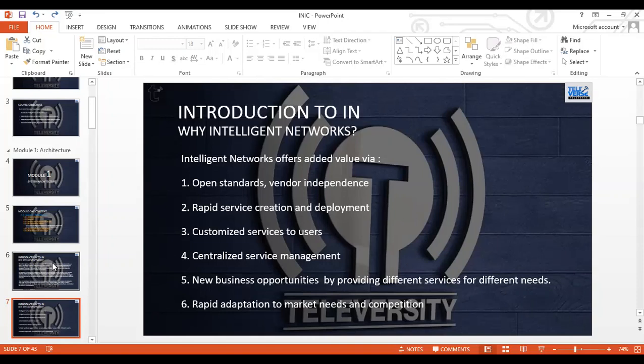All right, and then you have centralized service management. So again, the services are managed with the IN, which is centralized. So you take the service logic from the switch, you put it in a database, which is centralized. Okay, so you have centralized service management, and then new business opportunities by providing different services for different needs. So the same is re-echoing the point 3. You can provide different services, new business opportunities based on different service provision.